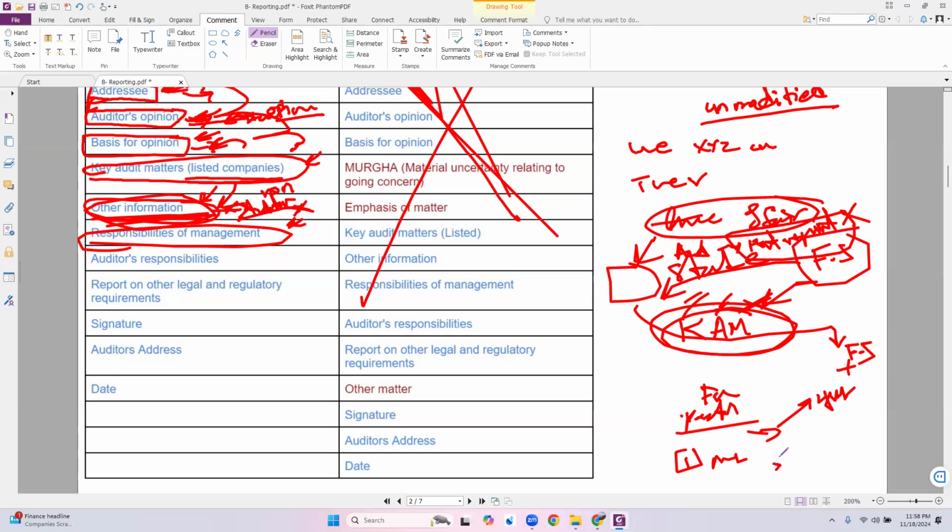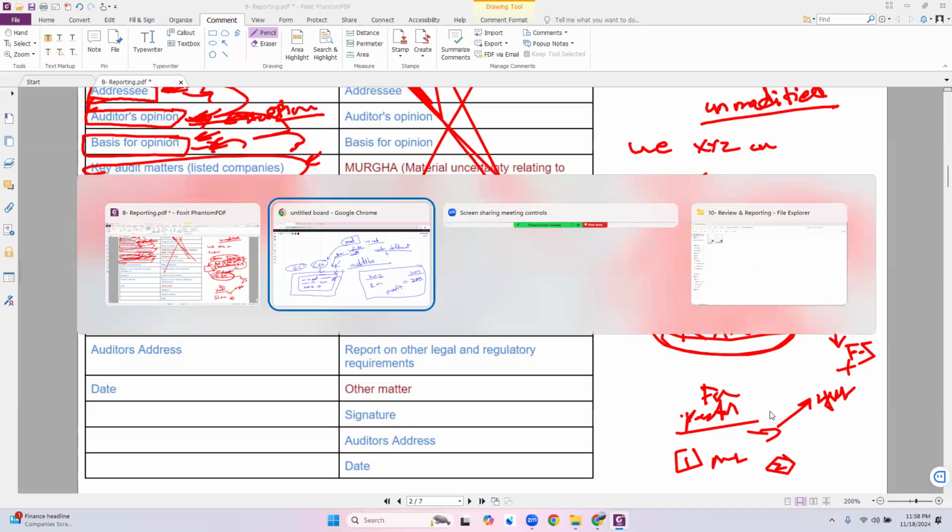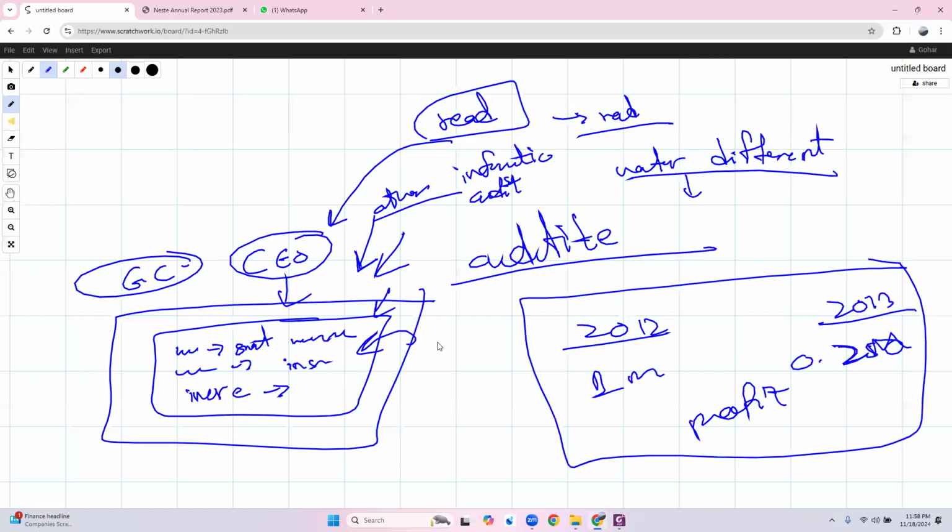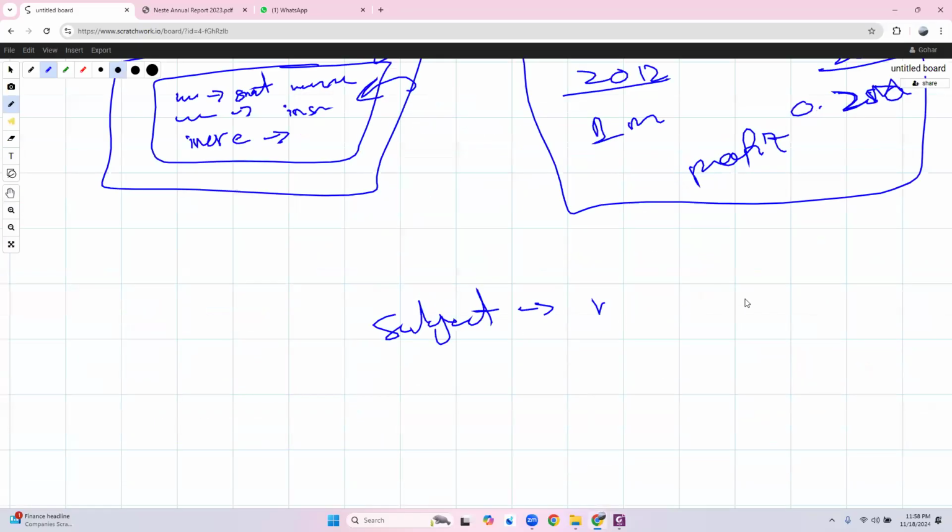What was the number two? When did I do this? You did it in the first lecture. Subject matter. Who is required to prepare it? The responsible party. Who is the responsible party? Management. And then preconditions of an audit.